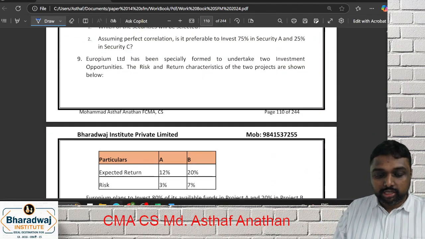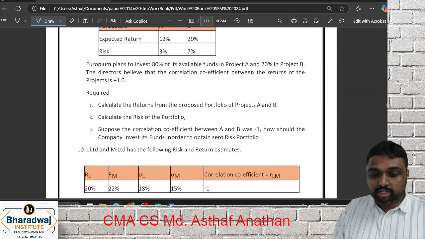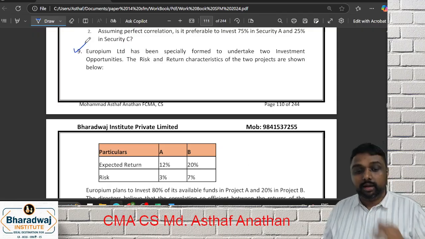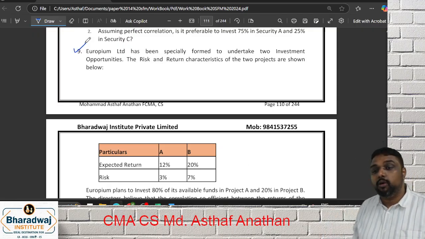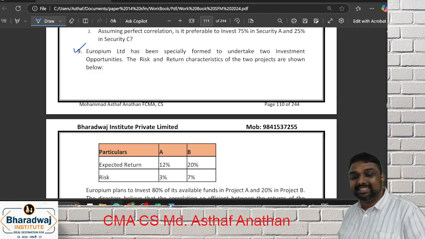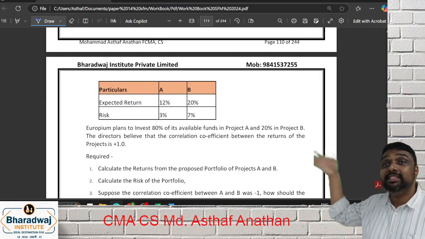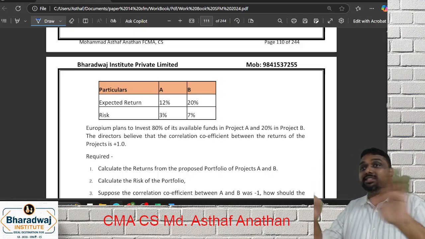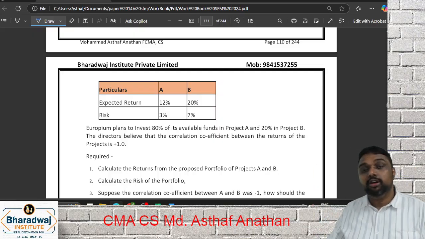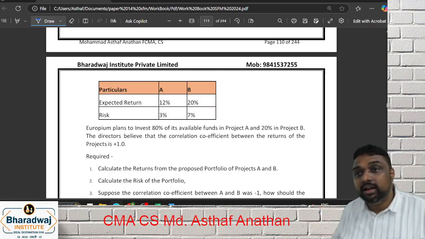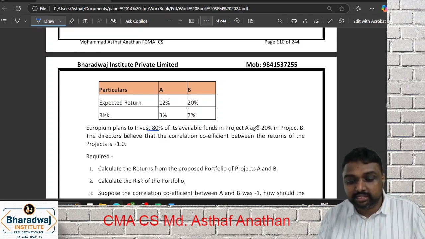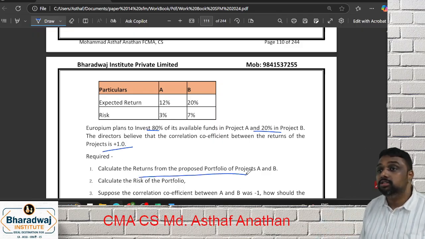Next question, case 2 model question. What will we do now? The question has all the data. This is question number 9. European has been specifically formed to undertake two investment opportunities, risk and return as given below. See, in the question itself risk and return is given. What is the difference between the previous question and this question? In the previous question, risk and return is not given; we had to find it out. This is a second model question where risk and return is given in the question itself. The weights are also given, 80% and 20%. Then correlation is 1. Then they are asking return of the portfolio and risk of the portfolio.